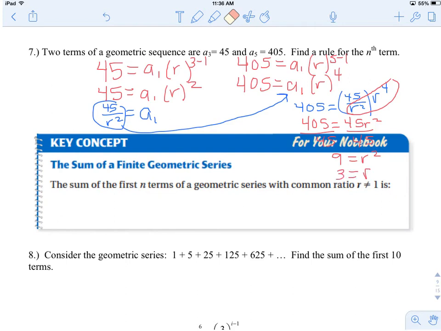Now that I know what r is, I'll plug it in over here to find a sub 1. So I take 45 divided by 3 squared, or 45 divided by 9, and I see that a sub 1 is 5. And therefore, my final rule, a sub n, is 5 times 3 to the n minus 1.